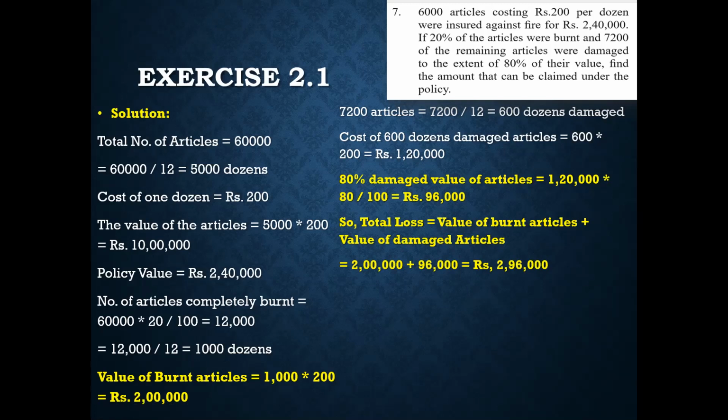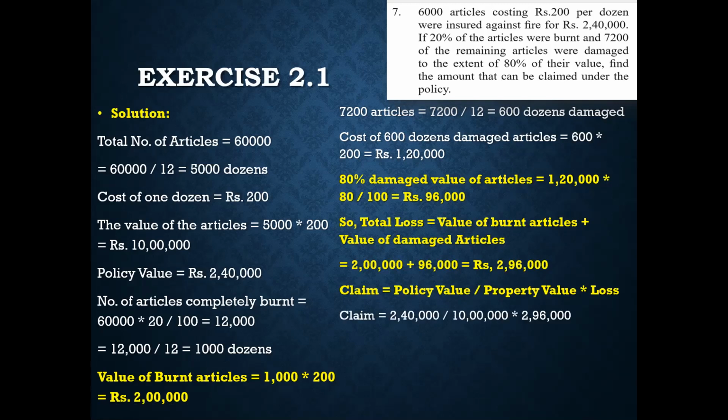Okay. So now we can put the formula. Claim is equal to policy divided by property into loss. 2,40,000 divided by 10 lakh into 2,96,000. Cancelling the zeros, I'm left with 24 by 100 into 2,96,000. Cancelling the zeros, I'm left with 24 into 2,960, which gives me a claim of 71,040 rupees.